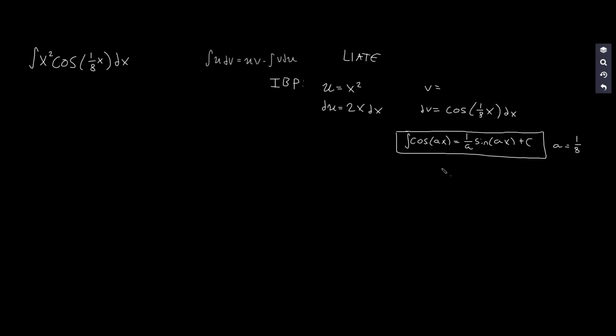Since that's the case, we're going to be dealing with something that looks like a complex fraction, and it's going to be 1 over 1/8 sine of 1 over 8 times x. Oh yeah, we're going to leave out the plus c for now. Then when we reciprocate this, it's going to be 8 times sine of 1 over 8 times x. So this is going to be v.